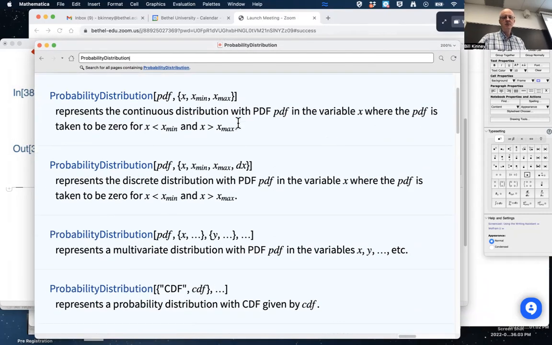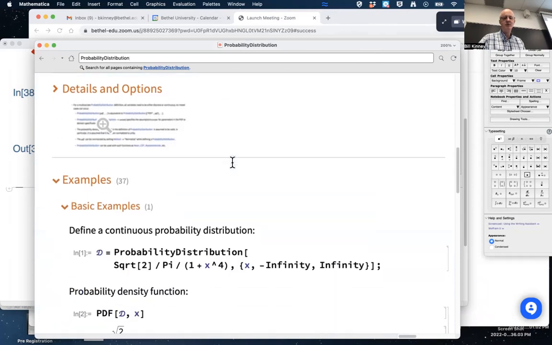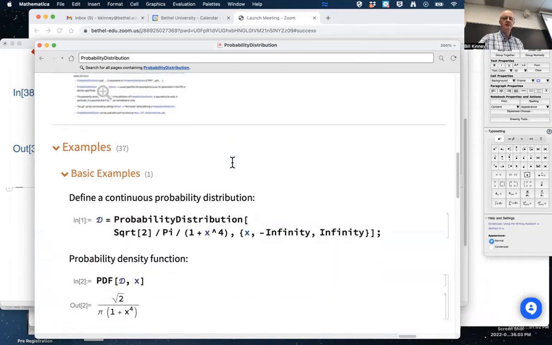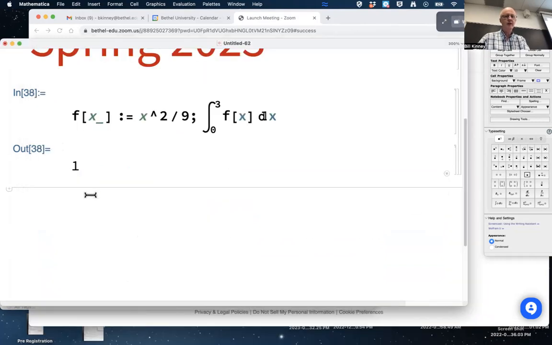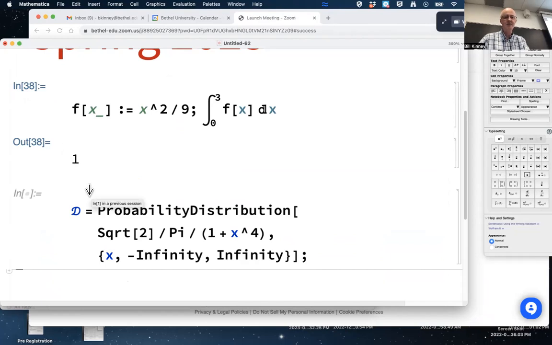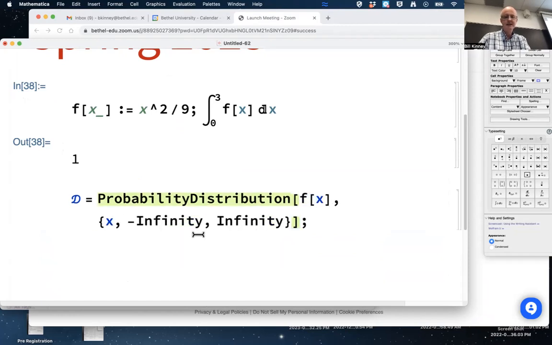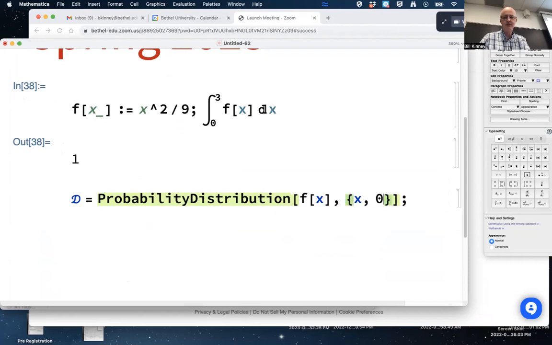And yes, there's general information about it up here, but it's more useful typically to look at examples. So I'm just going to copy and paste this code over here and then modify it. Evidently, I need to change this to my function that I'm using here, f of x. And evidently, this is the interval in which it's defined. I need to change that to 0 to 3.